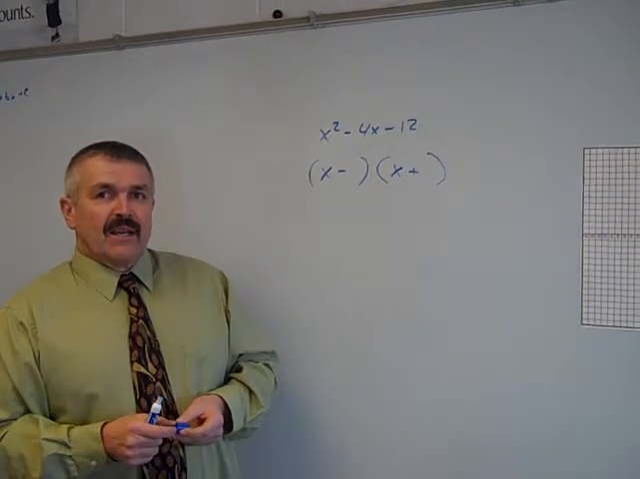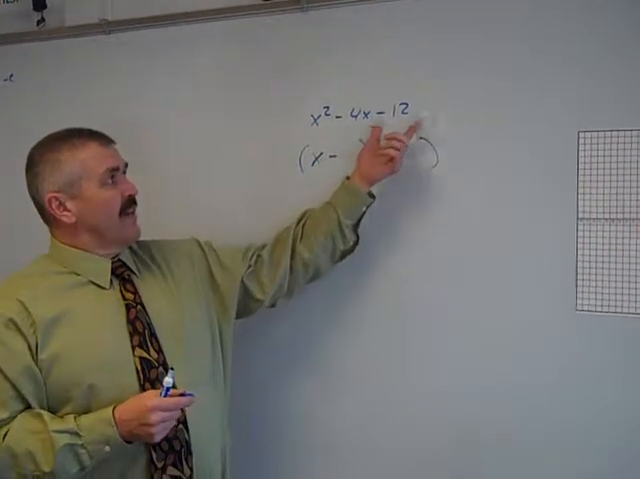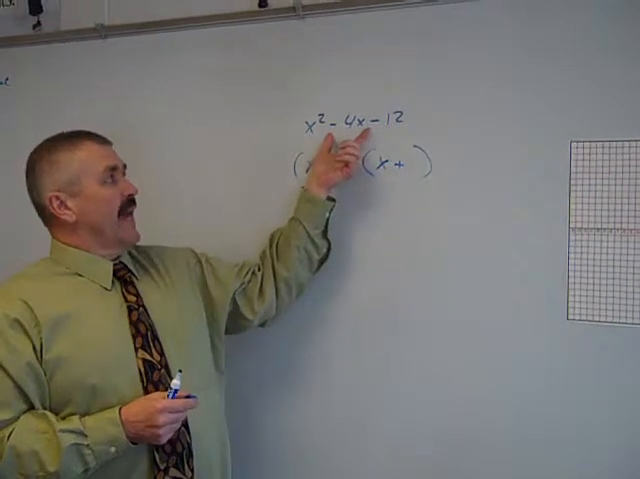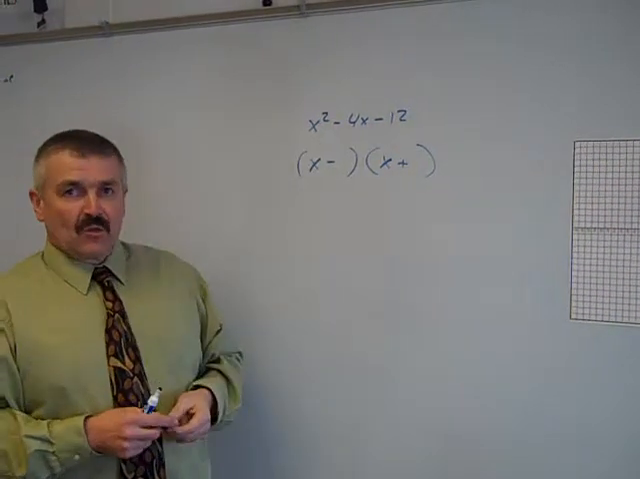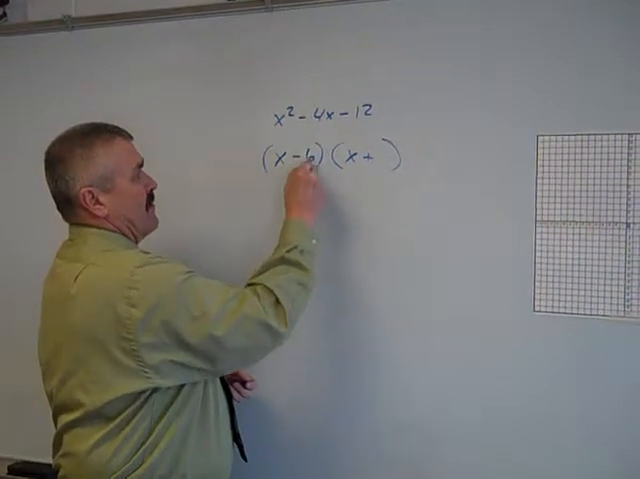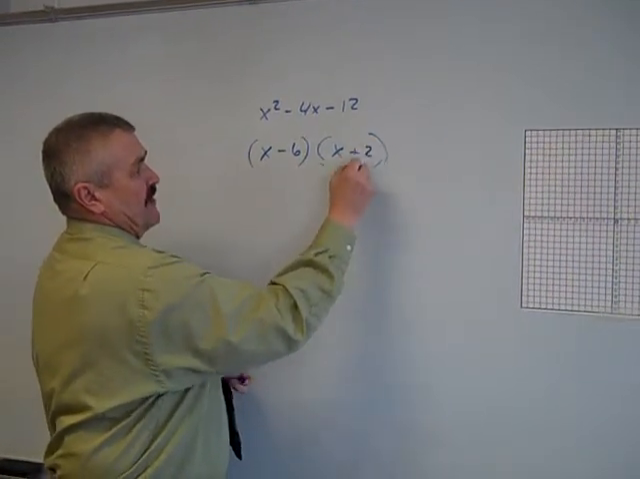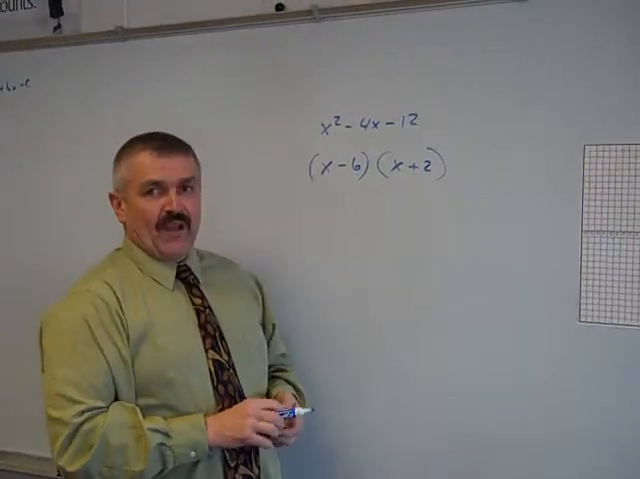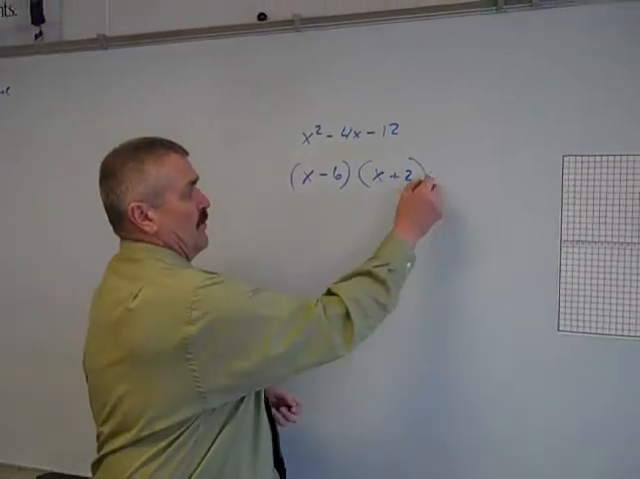and 6, and 3 and 4. And our factors of 12 have to multiply to equal negative 12, but add up to negative 4. So in this case, we are going to use negative 6 and positive 2. Those are our factors. Now, we can set those factors equal to 0.